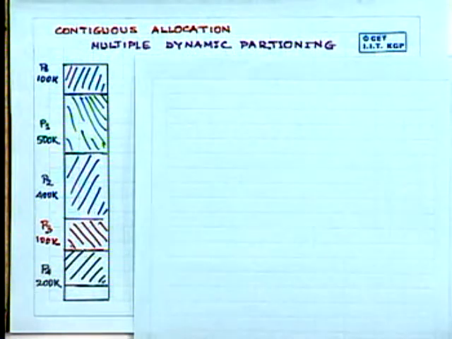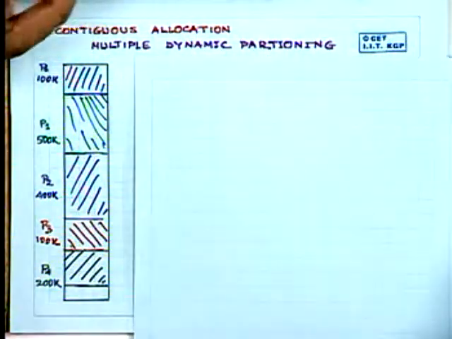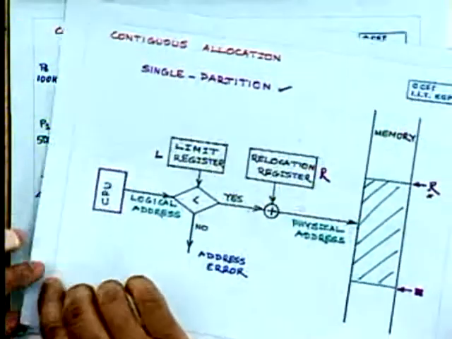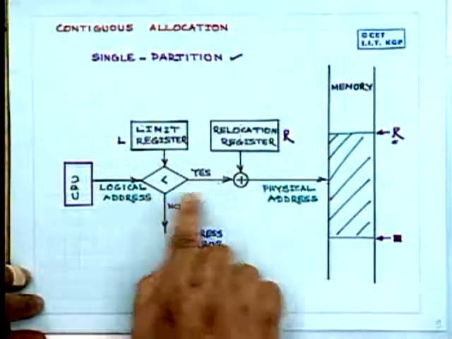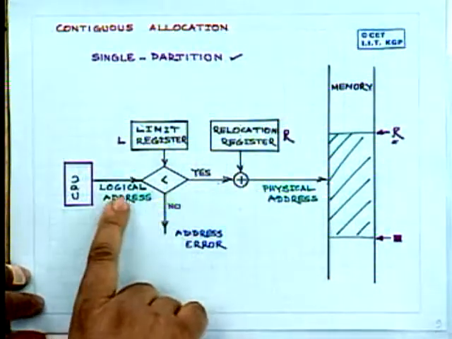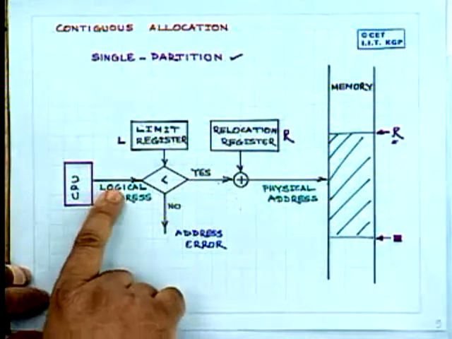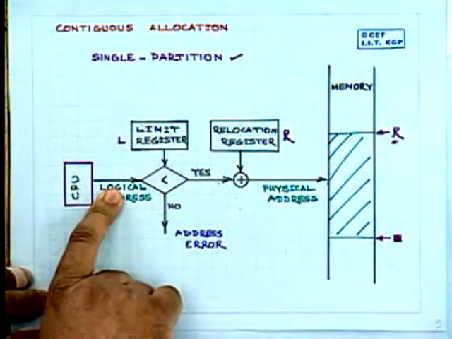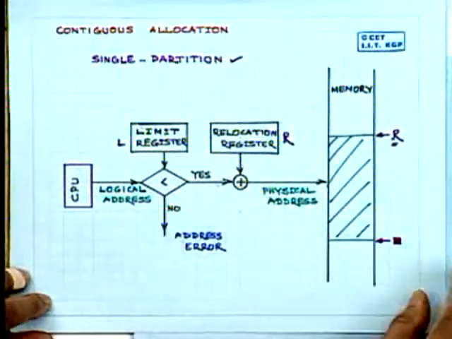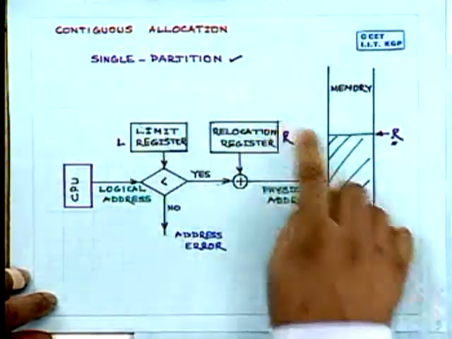And physical to logical memory mapping will always go by this. Okay, the logical address is generated here and the physical address is generated here, and this is all done at runtime by means of this hardware.